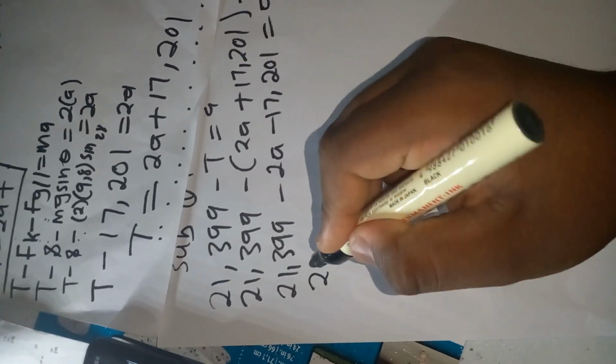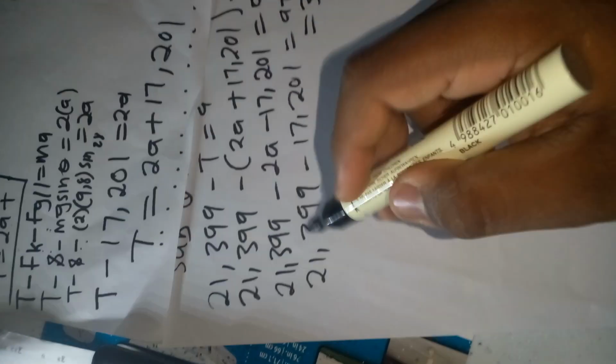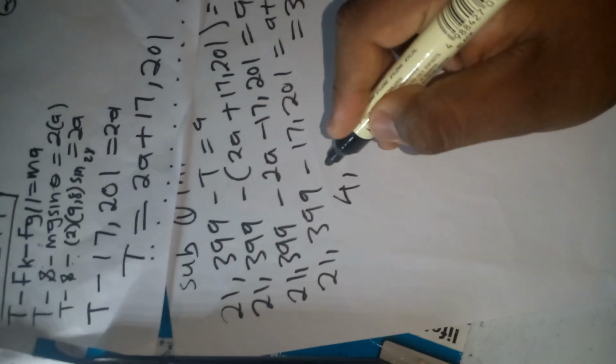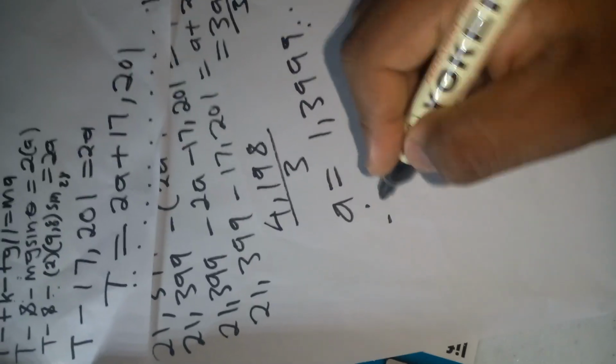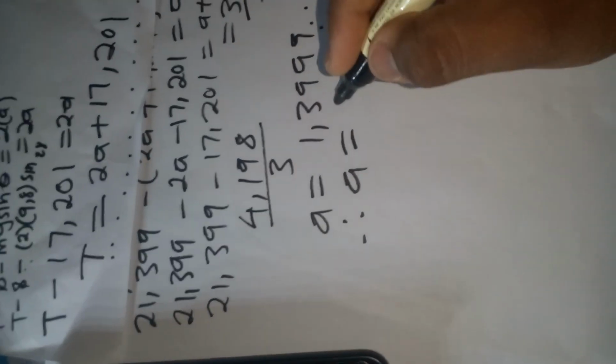Then I do my like terms. 21.399 minus 17.201 equals a plus 2a. a plus 2a is 3a. Then this one is 4.198. Let me divide everything by 3. I divide everything by 3. Then I get 1.399 whatever. So my acceleration is equal to 1.3999 whatever. Since it is my final answer, I can simplify it. Correct it to the decimal place. So my acceleration is 1.4 meters per square second.